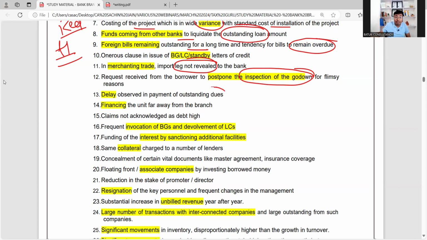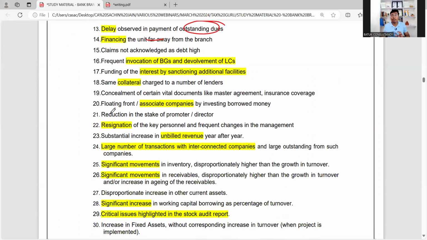Delay observed in payment of outstanding dues, financing a unit far away from the branch. Okay, because when we are checking the physical files, we are also going to check the distance of the branch from the manufacturing unit. If there is a huge difference in the distance, in that case, there may be chances. Claims not acknowledged, in that case, this is also an early warning signal.